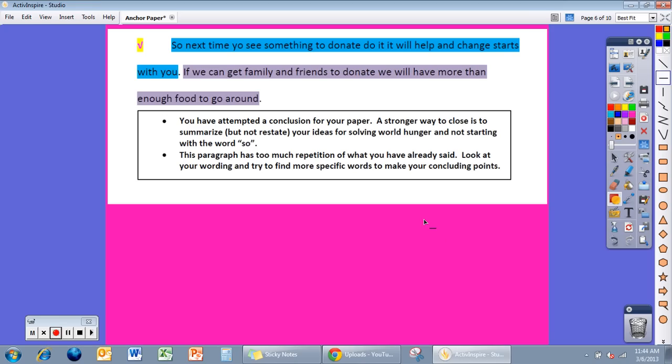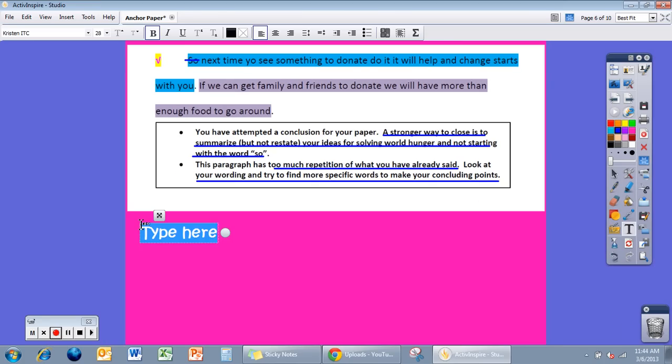So this is an attempt at a conclusion. But notice that a stronger way to close is to summarize your idea for solving world hunger and not starting with the word so. So we can have a better transition word. The paragraph has too much repetition of what you've already said. Look at your wording and try to find more specific words to make your concluding points. Remember that your conclusion's goal is to restate your ideas in a different way.